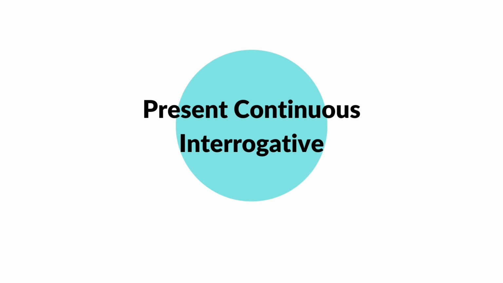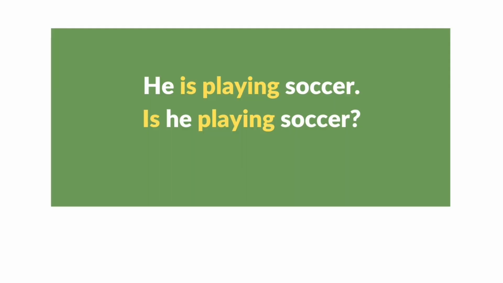Now let's see how to use the present continuous when asking questions. The interrogative form. Here it is. Affirmative, he is playing soccer. Interrogative, is he playing soccer? When we ask a question, we swap subject and verb. He is becomes is he.